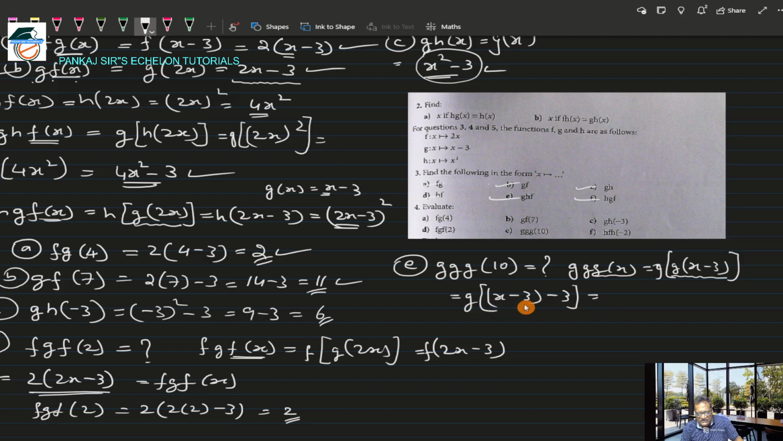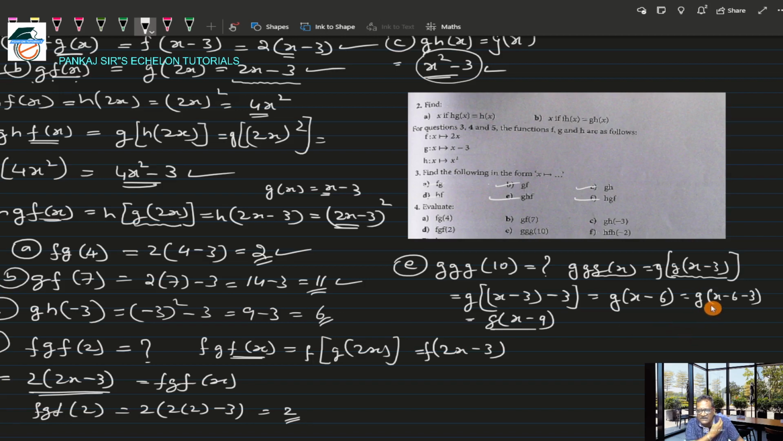Now g of this will be what? In place of x, I'm going to put this whole thing. Let me work this out. x minus 3 will be x minus 6. So this can be written as g of x minus 6. Now, g of x is x minus 3. So g of x minus 6 should be equal to x minus 6 minus 3, and this happens to be x minus 9.